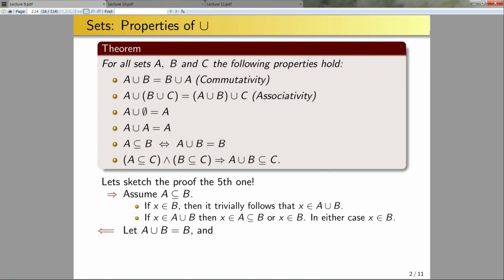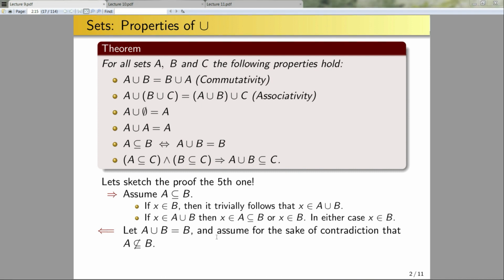The reason why contradiction is a particularly nice technique here is because this A union B is equal to B doesn't really give me much to work with to try to show that A is a subset of B. So let's just do contradiction and see if it works. So assume for the sake of contradiction that A is not a subset of B. Well, what does this mean?